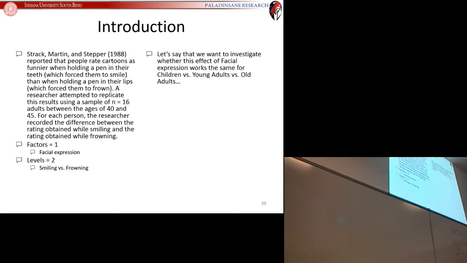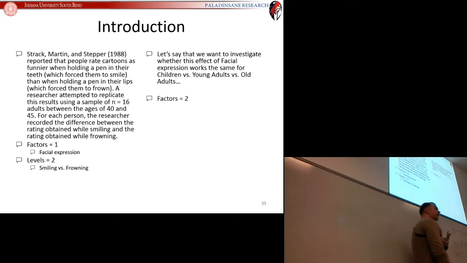However, let's say that we wanted to expand on this work. And let's say that we wanted to investigate whether these effects of facial expression work the same in children versus young adults versus older adults. So in this case, we would redo the experiment, and we would have children holding the pen in their mouths, either smiling or frowning, young adults holding the pen in their mouths, either smiling or frowning, and then older adults holding the pen in their mouth, either smiling or frowning.